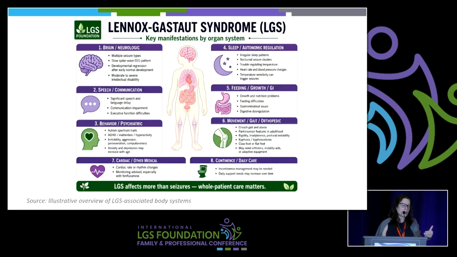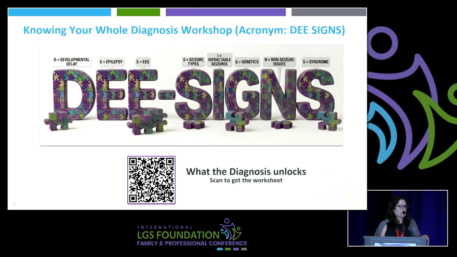What is wrong with sleep? Irregular sleep patterns, nocturnal seizures, trouble regulating temperature, heart rate and blood pressure changes during sleep, temperature sensitivity, including seizures at night as well. So they have trouble falling asleep, staying asleep, and they're excessively sleepy throughout the day. So all of these things need to be named, then we need to screen for it once we've named it and understand it, and then we need to act on it. We have a long way to go, but we're ready to move this along.